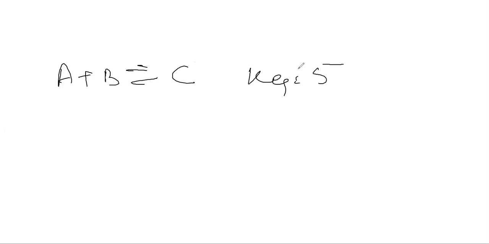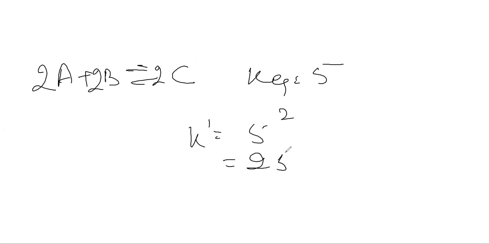If a reaction is in equilibrium, what will be the value of the new equilibrium constant if the reaction is multiplied by a factor of 2? So always remember, suppose a reaction is A plus B in equilibrium. So K equilibrium is equal to what? 5. If this reaction is multiplied by 2, it means the new equilibrium constant will be equal to 5 squared. It will be equal to 25.